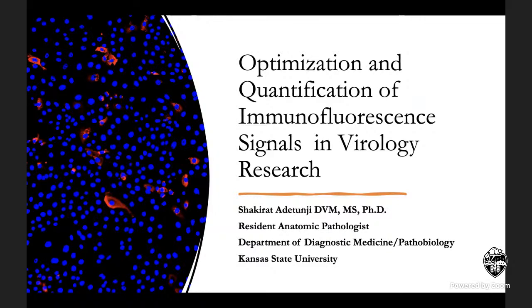So this is a short introduction about Dr. Shakira Adetunji. She is a resident anatomic pathologist at Kansas State University, where she is involved in performing autopsy and biopsy service on a wide variety of animal species, as well as teaching second year and final year veterinary students general and systemic pathology, respectively. She completed her master and PhD at Texas A&M University. Her dissertation focused on understanding the immune pathology mechanism of brucella-induced pregnancy complications using mouse model.